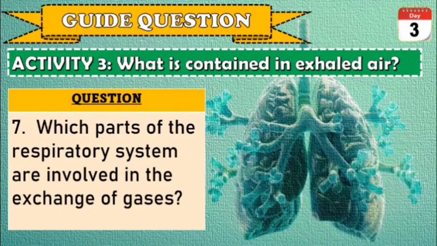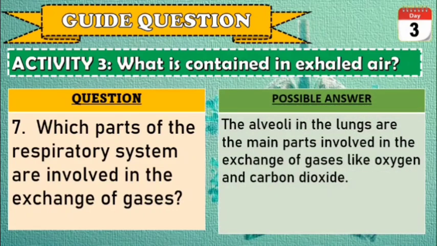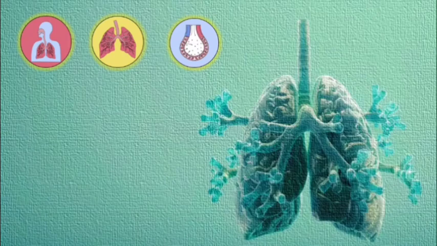Question number 7. Which parts of the respiratory system are involved in the exchange of gases? Possible answer: the alveoli and the lungs are the main parts involved in the exchange of gases like oxygen and carbon dioxide.